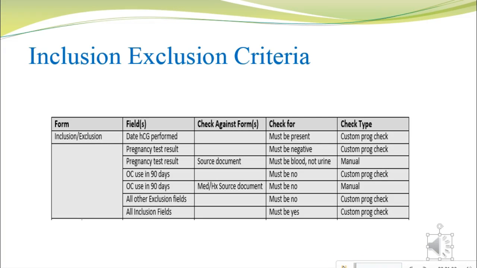We can also use the edit checks to look for protocol deviations. Let's take the inclusion-exclusion criteria, for example. Here, we can use custom program checks to make sure the patient's not pregnant and hasn't used oral contraceptives within the last 90 days. Both of those scenarios would be a violation of the inclusion criteria and therefore would be considered deviations from the protocol. We can also do a manual check of the medical history source documents to scan for unreported oral contraceptive use. All of these would violate the inclusion-exclusion criteria, and therefore, again, would be protocol deviations.